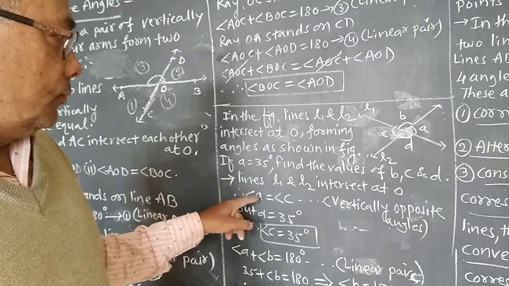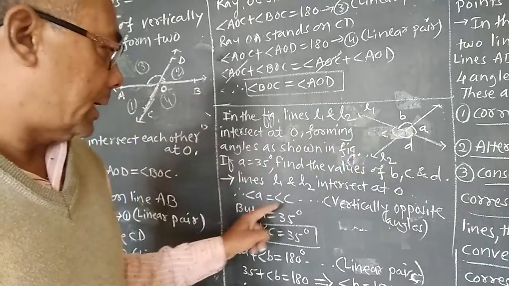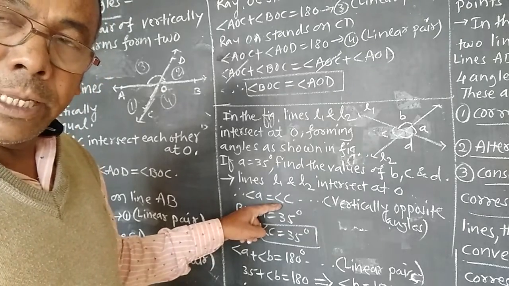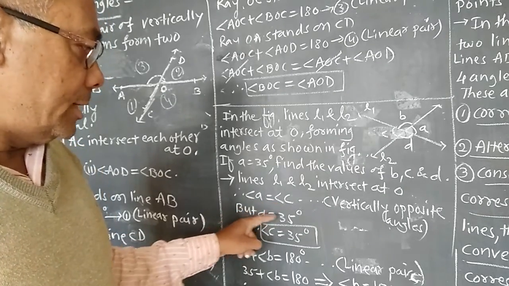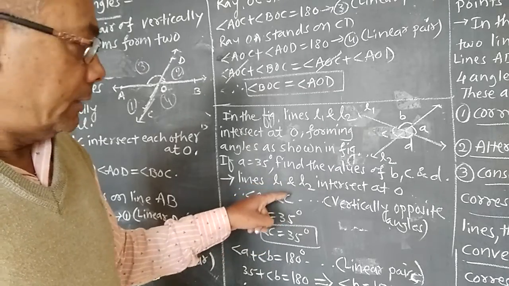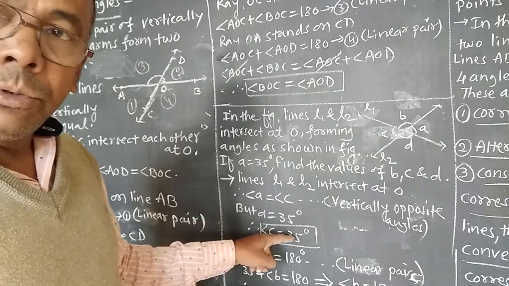We know that angle A and angle C are vertically opposite angles, so they are equal. But A is 35 and therefore the value of angle C is equal to 35.